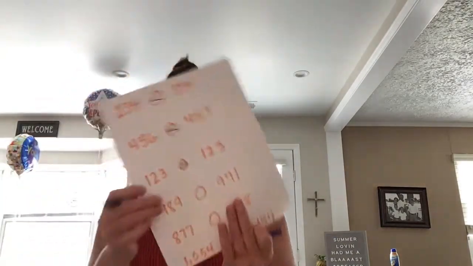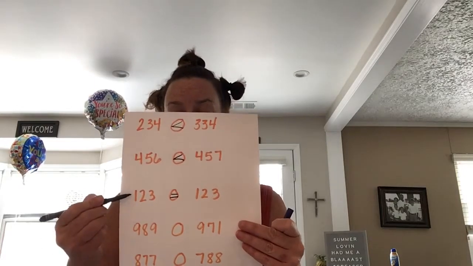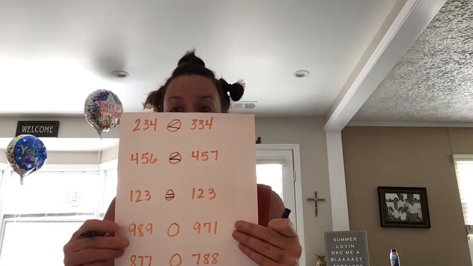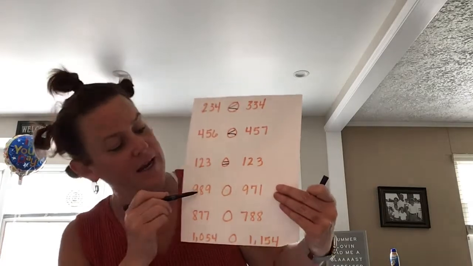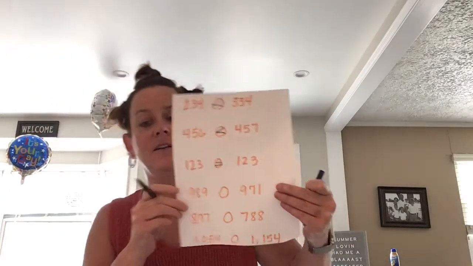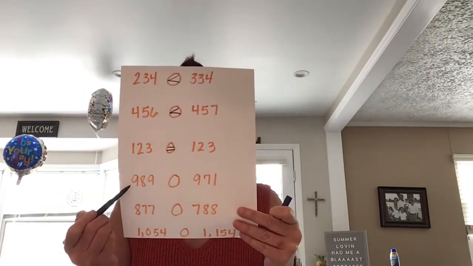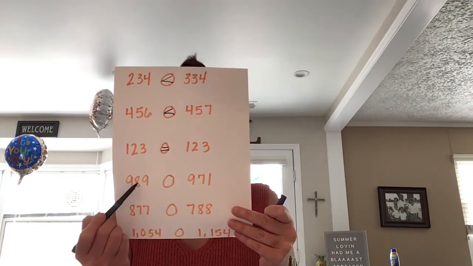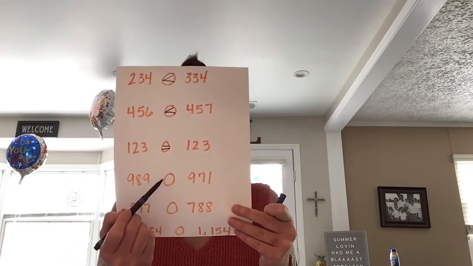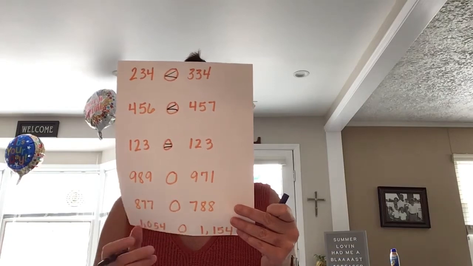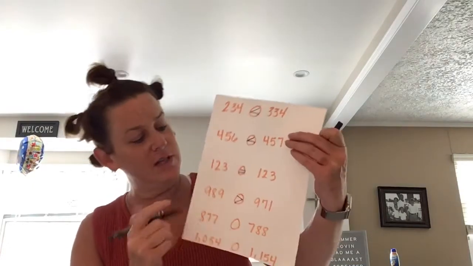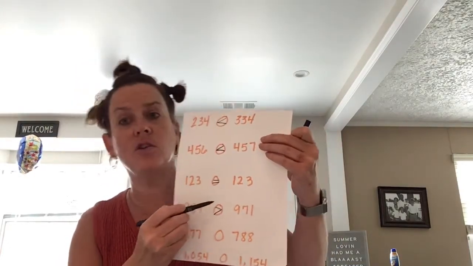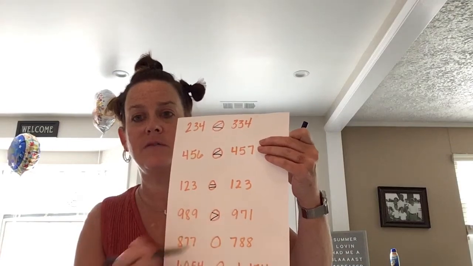Okay, hopefully for that one you know that you should put an equal sign, because it's the same, right? Same number in the ones, tens, and hundreds. How about this one? 989, 971. How would you read that going from here to there? Would you say 989 is greater than, less than, or equal to 971? So that one, the arrow's going the other way. Hopefully you said 989 is greater than 971.